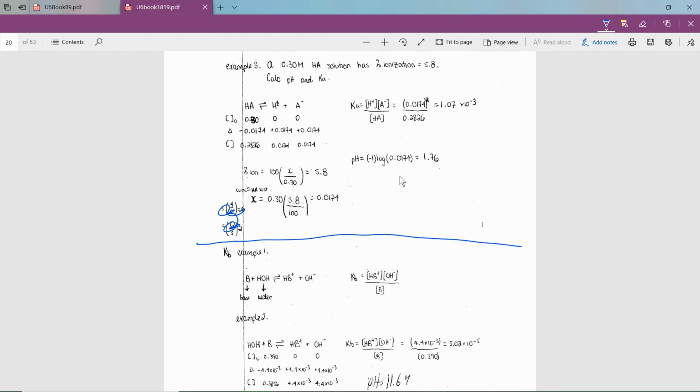And I could get the pOH if I wanted to. pOH would be 12.24, since 1.76 and 12.24 add up to 14. And I could get the OH minus as well if I wanted to. OH minus is 10 to the minus 12.24, so I take the negative inverse log of 12.24 and get 5.75 by 10 to the minus 13.